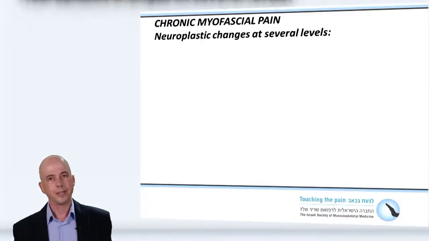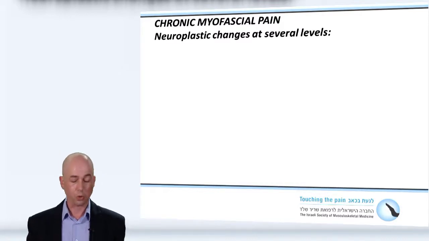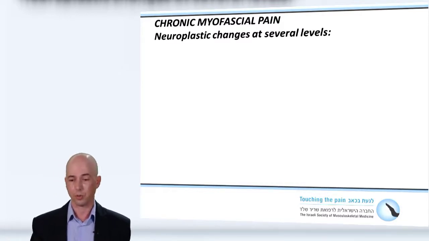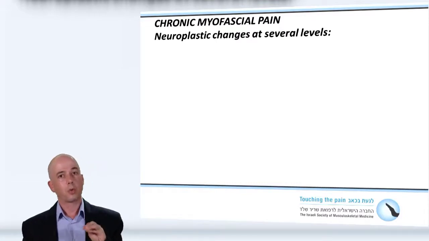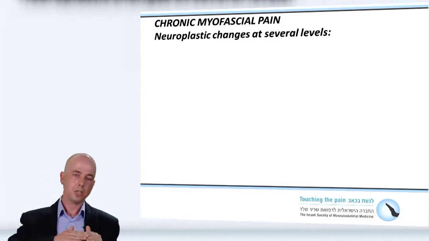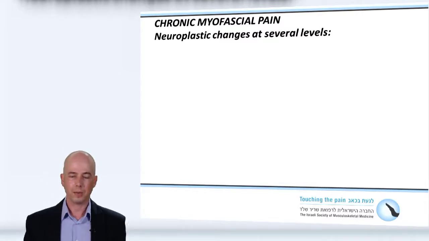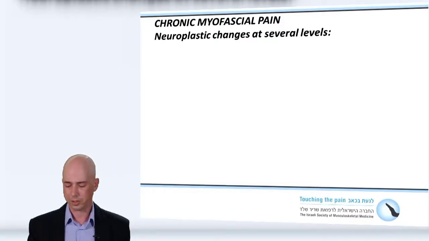And when we talk about chronic myofascial pain, we should understand that it's a very different entity than acute myofascial pain, not just because it's longer in duration, but also because it's different in the neurobiology of the phenomenon. When we look at patients with chronic myofascial pain, what we find is that there are neuroplastic changes at multiple levels of the neural networks, of the neural system.